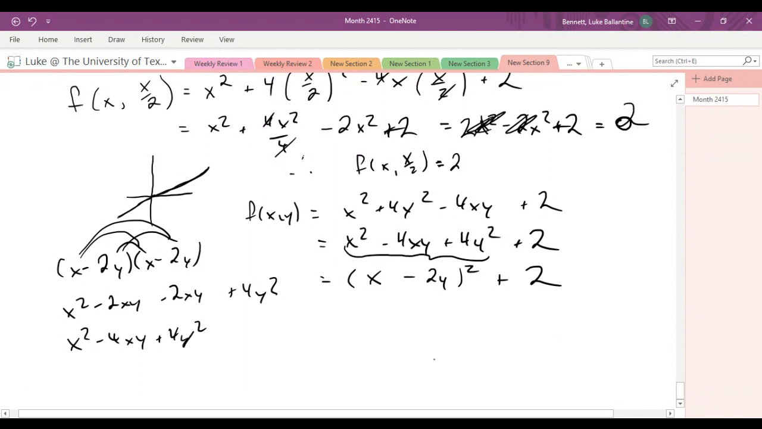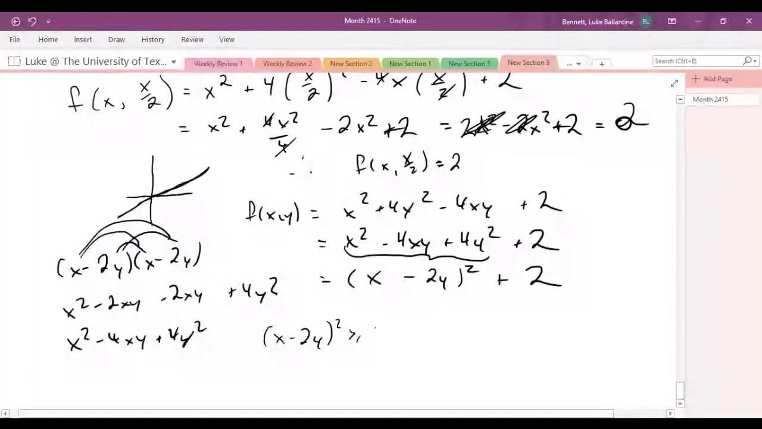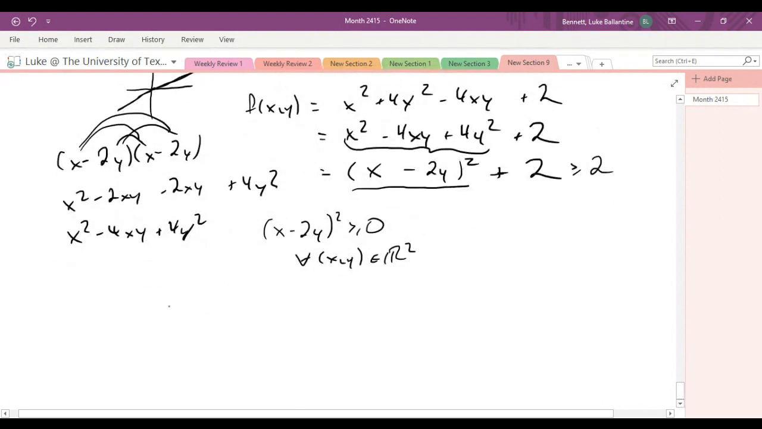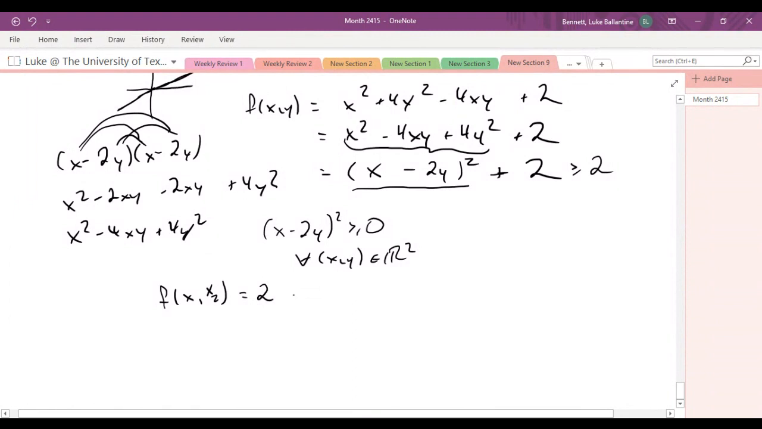Now what's one property of a binomial squared? Well, (x - 2y)² is greater than or equal to 0 for all (x,y) in R². So if this is greater than or equal to 0, and we're adding 2 to it, then this expression is greater than or equal to 2. If we eliminate y being x over 2, then we would have a sharp greater than. So we showed that f(x, x/2) equals 2, and this is less than or equal to (x - 2y)² + 2, which is f(x,y).